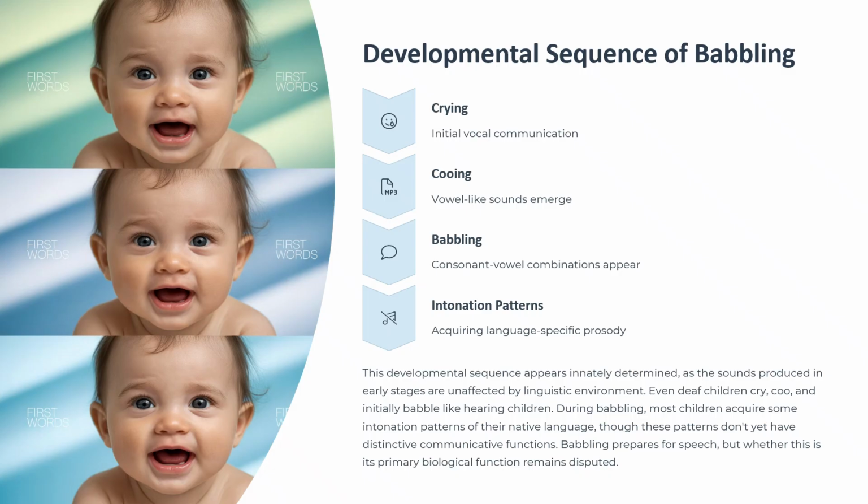Even deaf children cry, coo, and initially babble like hearing children. During babbling, most children acquire some intonation patterns of their native language, though these patterns don't yet have distinctive communicative functions. Babbling prepares for speech, but whether this is its primary biological function remains disputed.